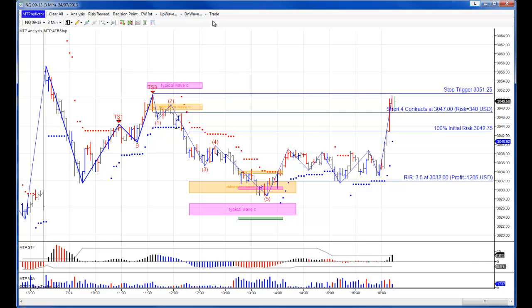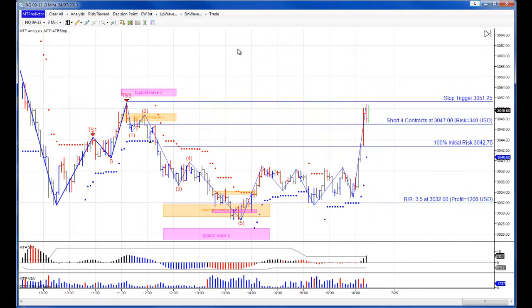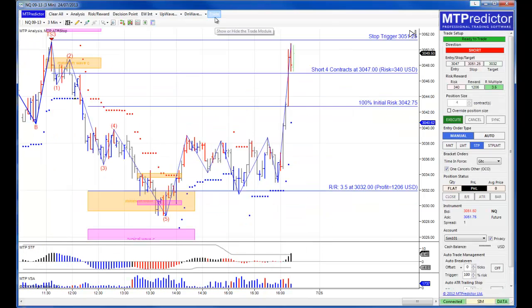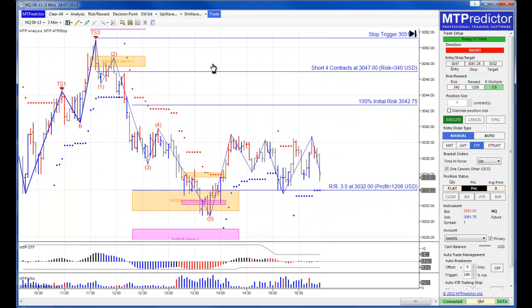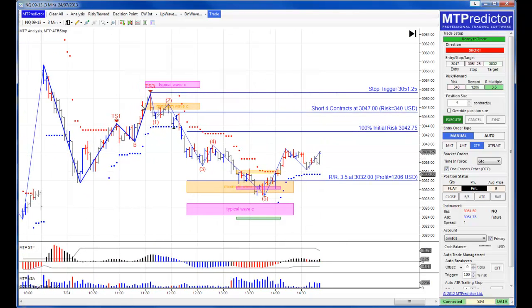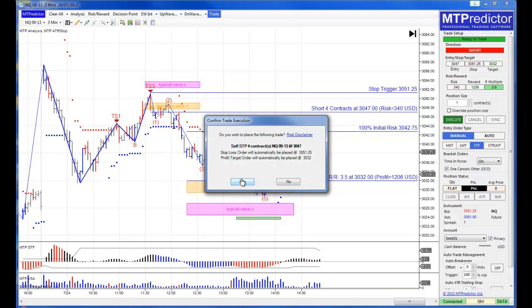For those of you who wish to as well, we have our trade module which is what we've got here. So for users of the MTP add-ons, when you place your analysis on the chart, this populates this trade module with the entry level, the stop level, and the number of contracts. You can see we've got here also the potential profit target will actually go into the system as well and give you all the information here. To place the trade is really easy. Just do execute, then do yes, and it places the trade for you as well.